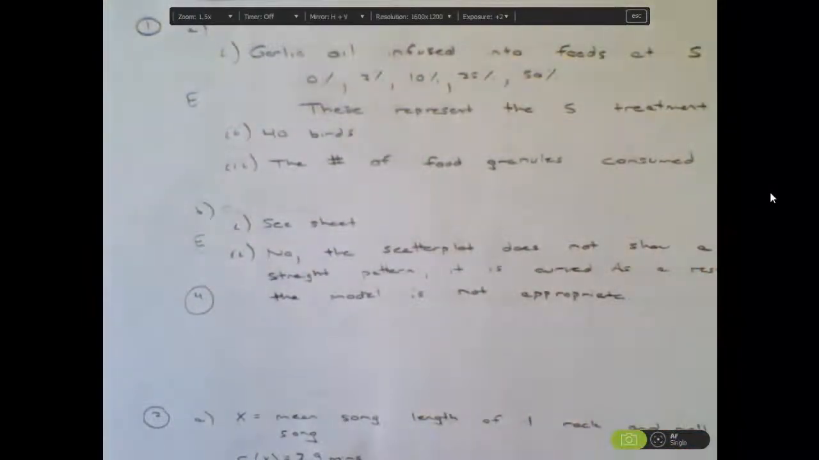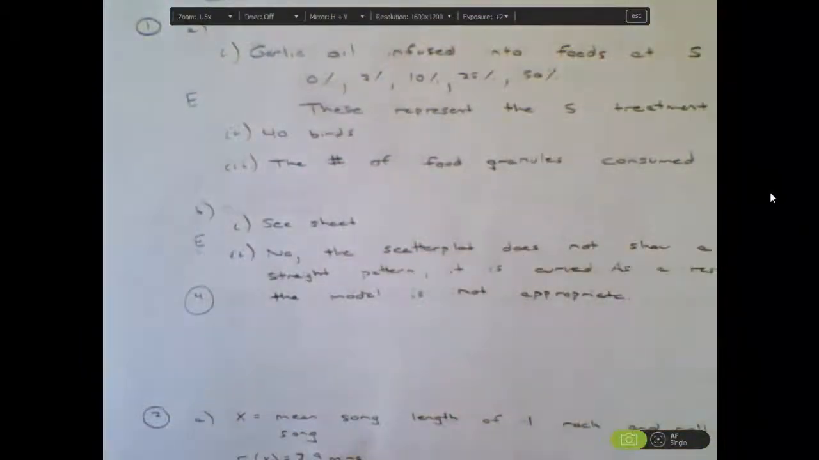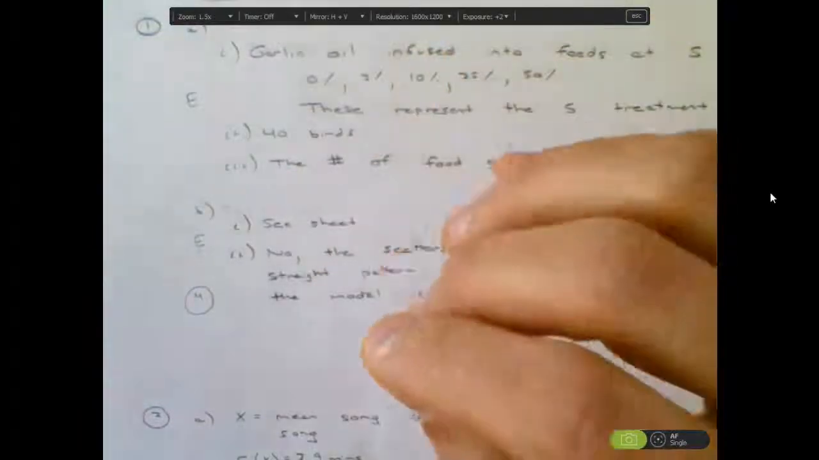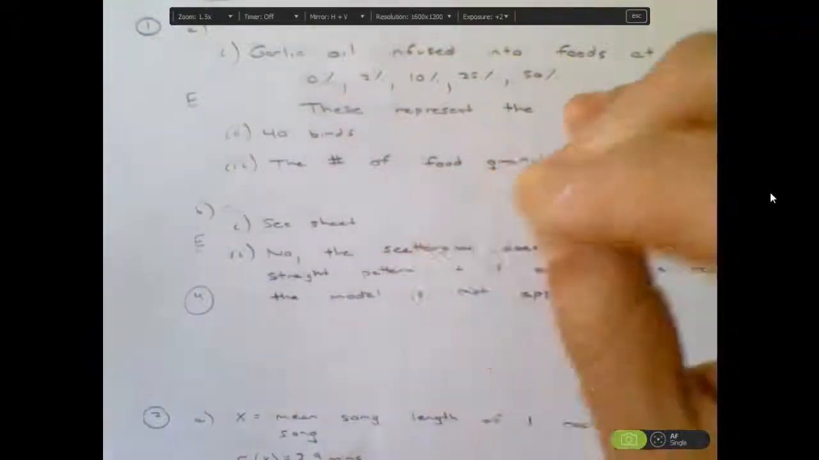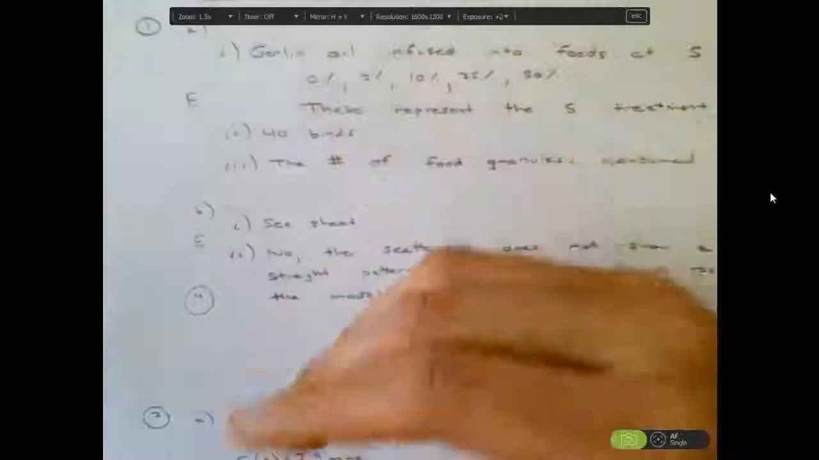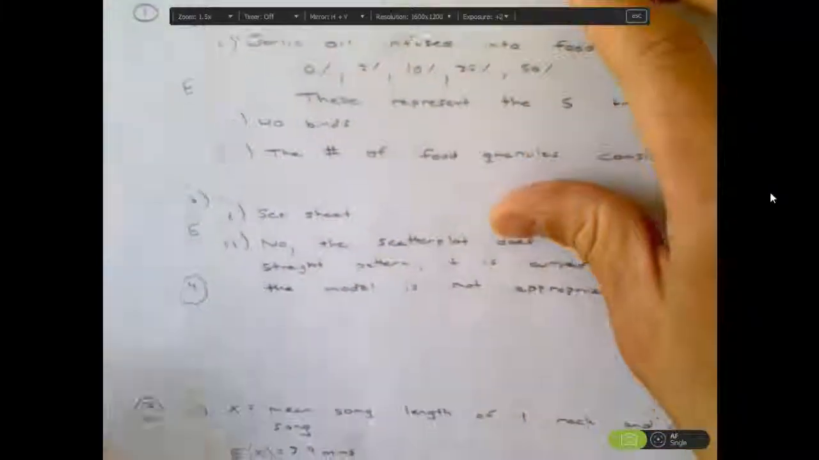Okay, question number 2. This question deals with sampling distributions. It deals with a little bit of inference in terms of sampling distribution. It also deals with a little bit of using z-scores here. So let's take a look at that question next.